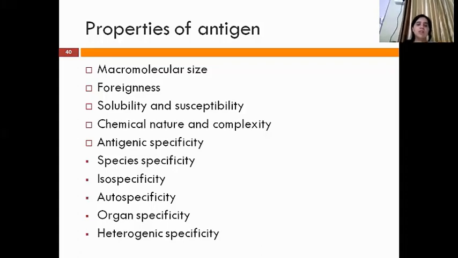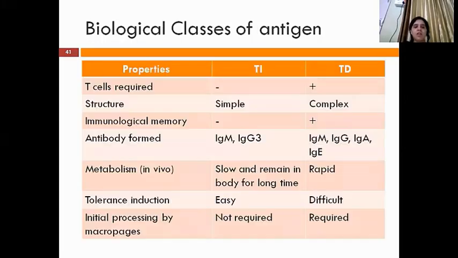Isospecificity means these are the antigens which are infected into the same species. People of the same species, meaning when I am getting infected, that particular person is also getting infected. So that is the isospecificity. And heterogenic or heterophilic specificity means antigens of different species having the same antigen. Organ specificity is obviously related to a particular organ.